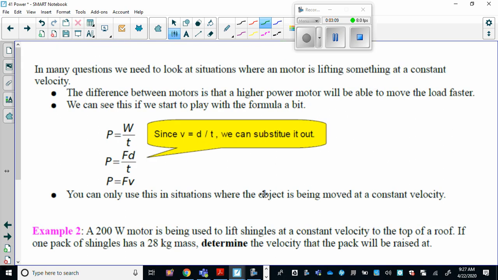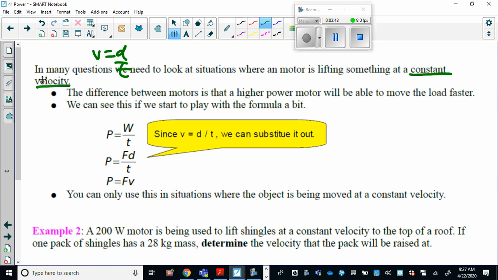The second part of this lesson goes on to discuss an interesting derived formula. And it says in many questions, we need to look at situations where a motor is lifting something at a constant velocity. And we know whenever there's a constant velocity, the only formula that applies is V equals D over T. The difference between motors is that a higher power motor will be able to move the load faster. We can see this if we start to play with the formula a bit.